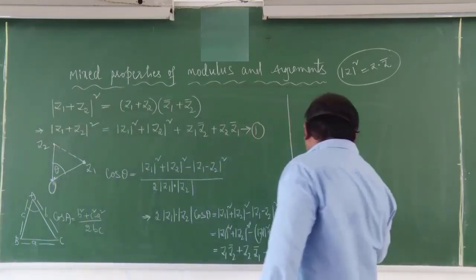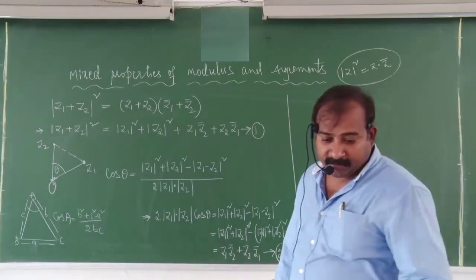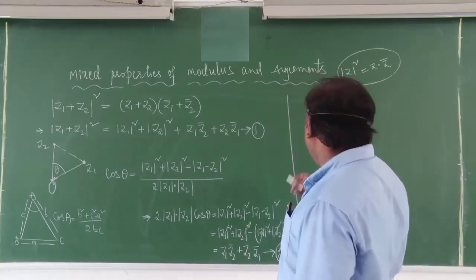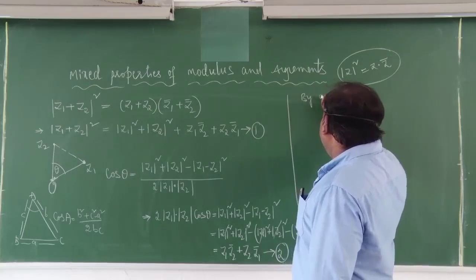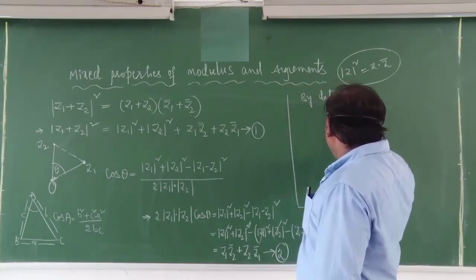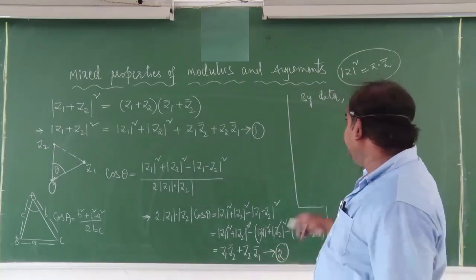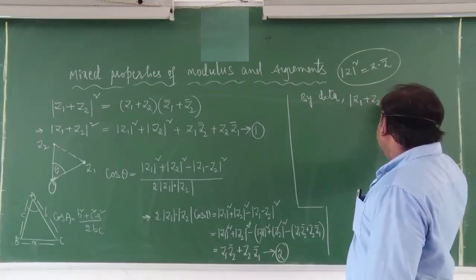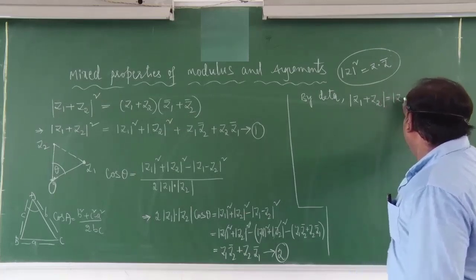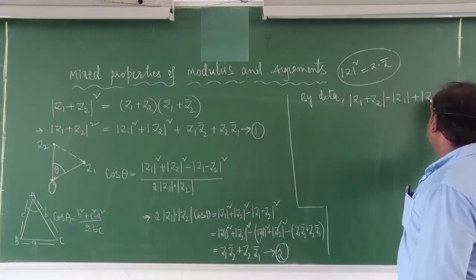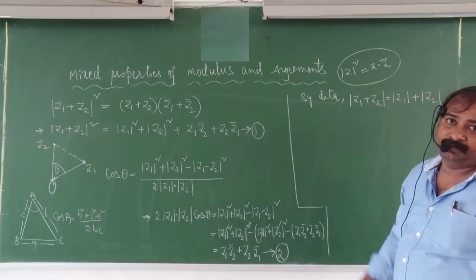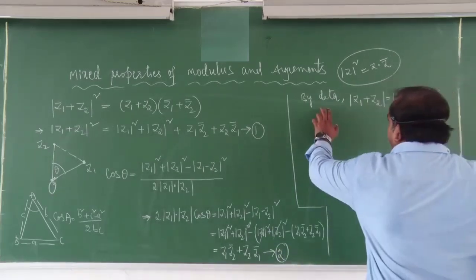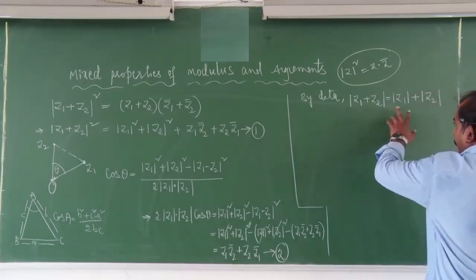Now, what they have given we will observe. What is given by the data, ma'am? Modulus of Z1 plus Z2 equals mod Z1 plus mod Z2. This is the value they gave, ma'am. By the data, this is the condition they gave: modulus of Z1 plus Z2 equals this value.